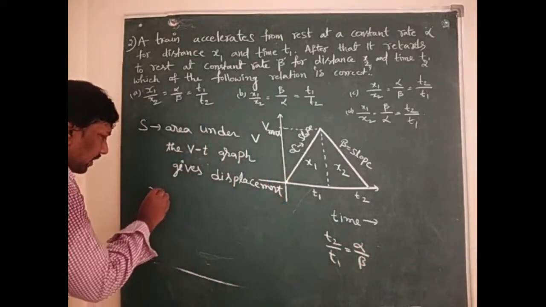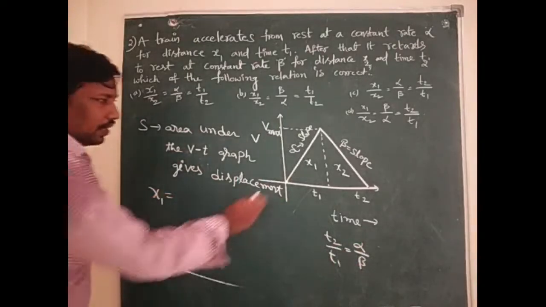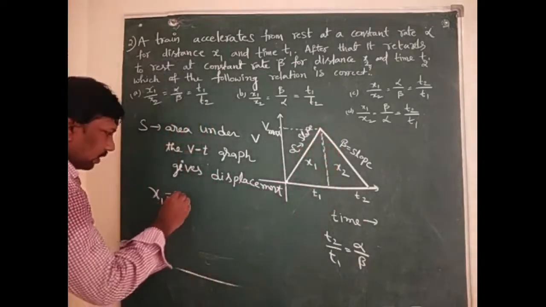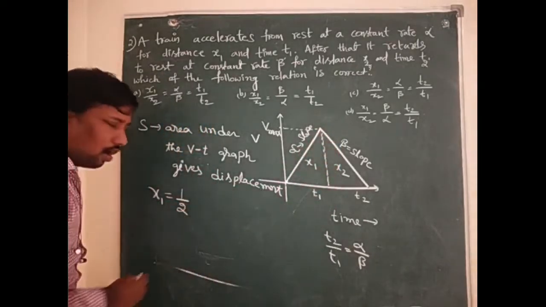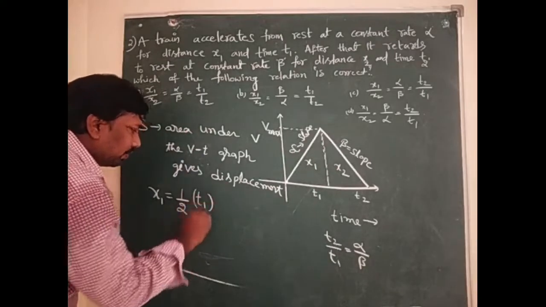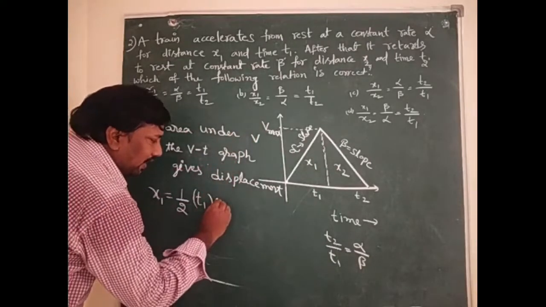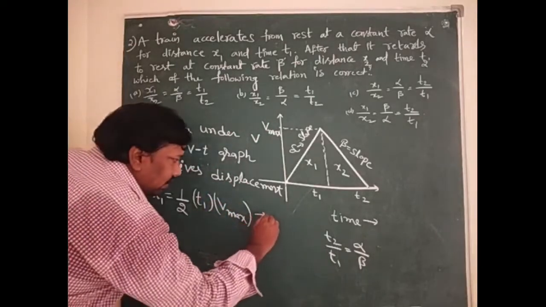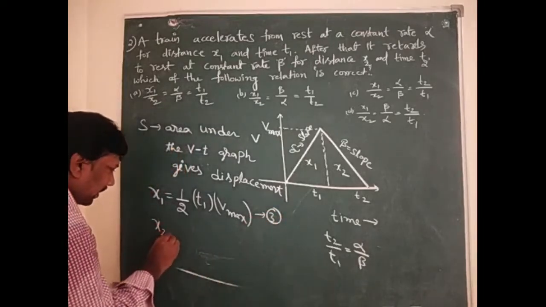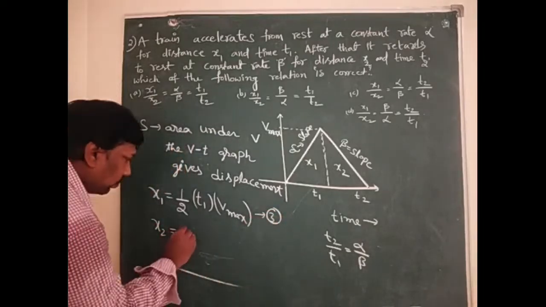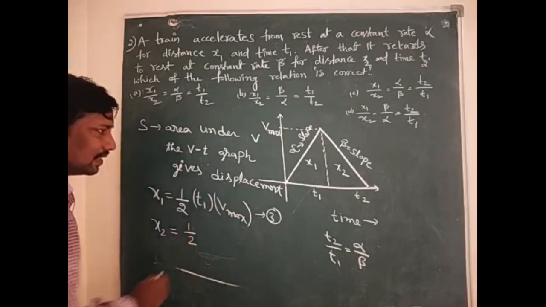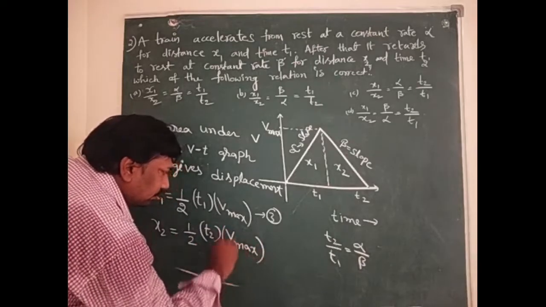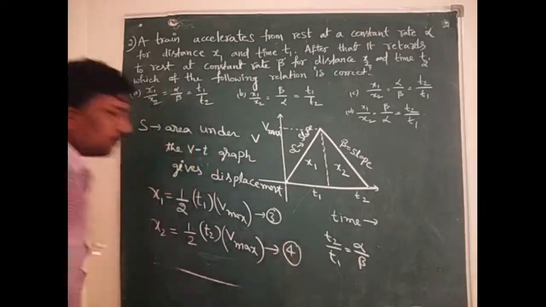So here x1 equals the area under the velocity time graph. It is a triangle, so it means area of the triangle, half of base into height. Here base is t1 and height is v maximum. So this is equation number 3. Second case, displacement x2 is also a triangle, with base t2 and height v maximum. So this is equation number 4.